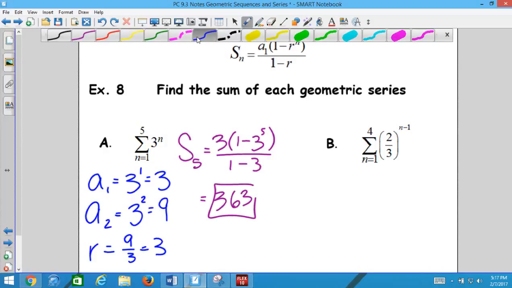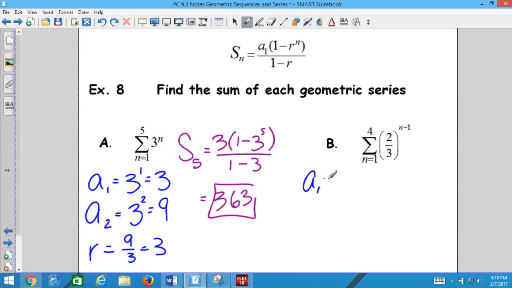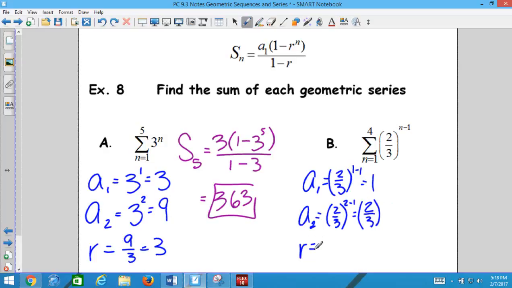Okay, question B, same routine. A sub 1, I'm going to plug in 1, I'm going to get 2/3 to the 1 minus 1. That's 2/3 to the 0, that is 1. A sub 2, 2/3 to the 2 minus 1, so 2/3. And my common ratio, I'm going to put my second over my first, so I get 2/3 as my rate.